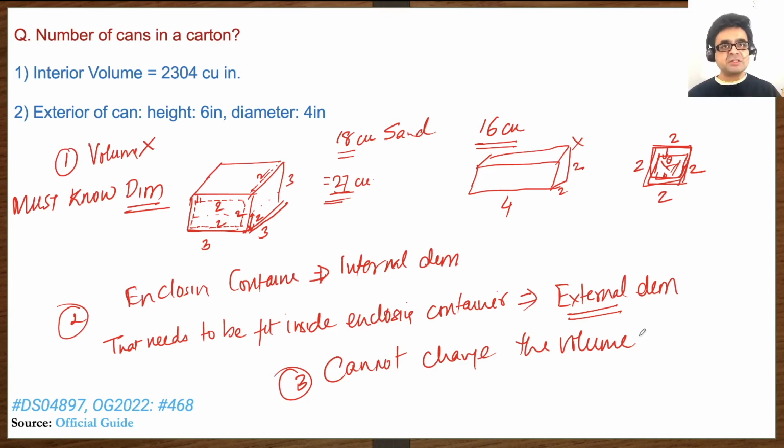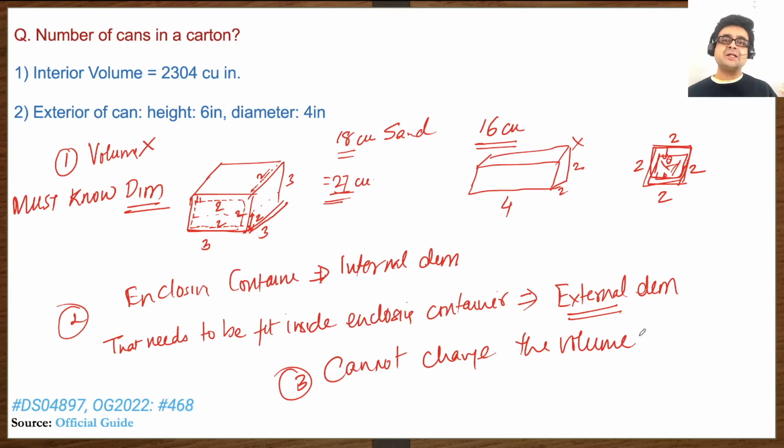The first thing is volume is not enough. We really need to figure out the dimensions. We also saw that just the dimensions are not enough. For the enclosing container, the container which is going to fit other things, we need the internal dimensions. The external dimensions are of no use to us. The internal dimensions is what decides the space where other things are going to fit in.